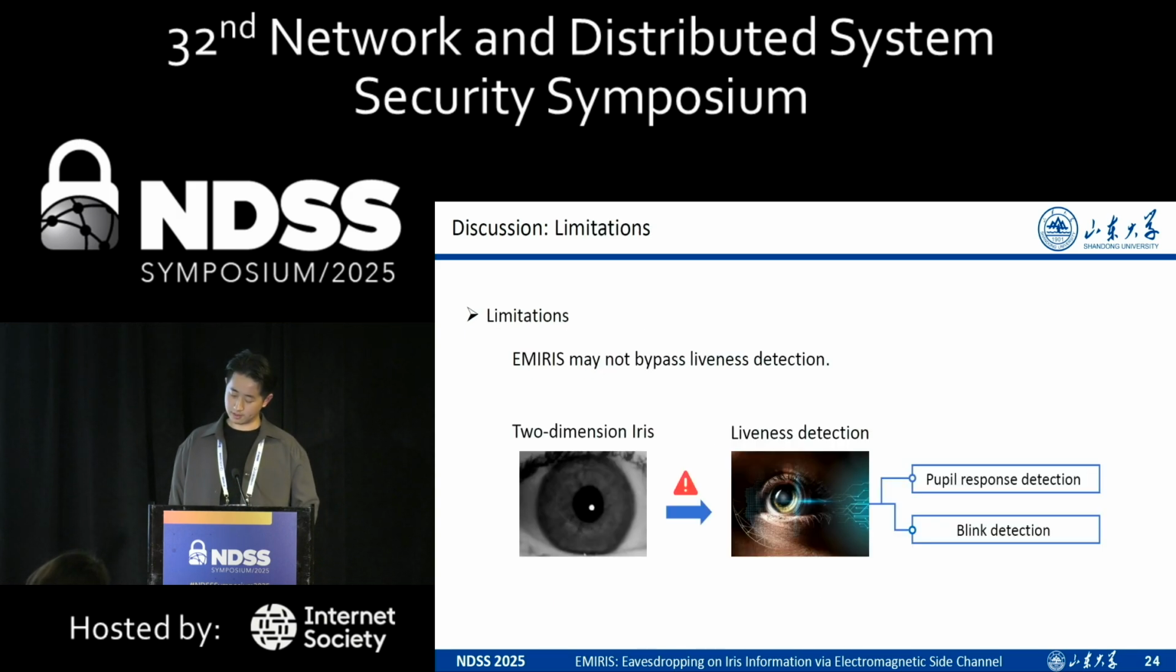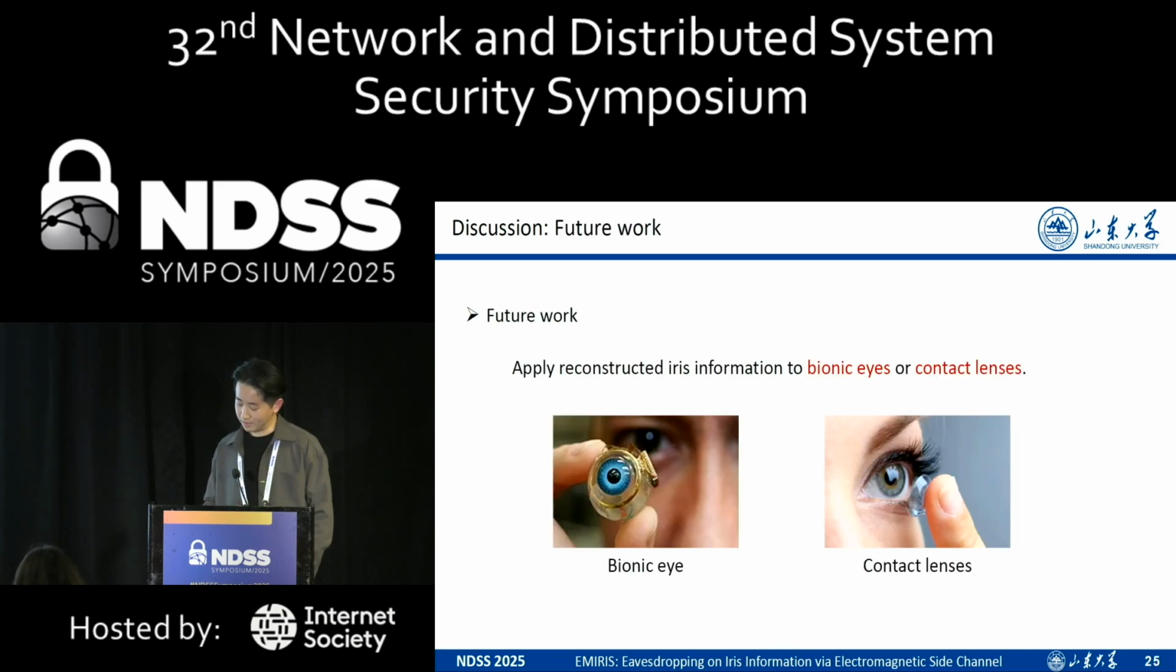However, our method has a major limitation. We only reconstruct 2D iris images currently. Since liveness detection checks features like pupil response and blinking, our attack cannot bypass these checks at this time. But to overcome this, we plan to explore advanced biometric spoofing methods such as bionic eyes and specialized contact lenses as a way to bypass liveness detection.